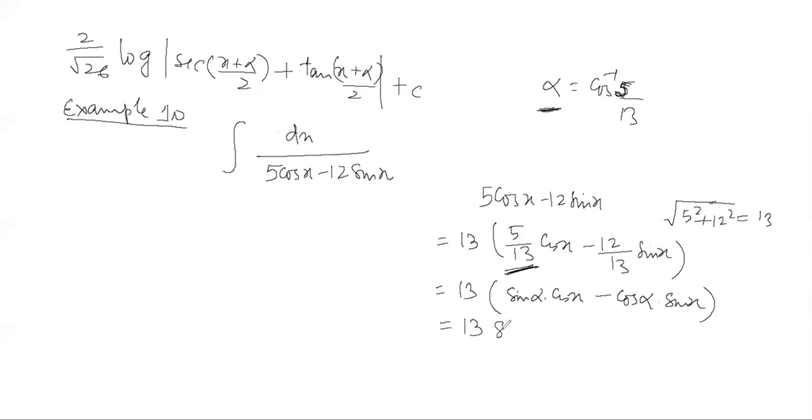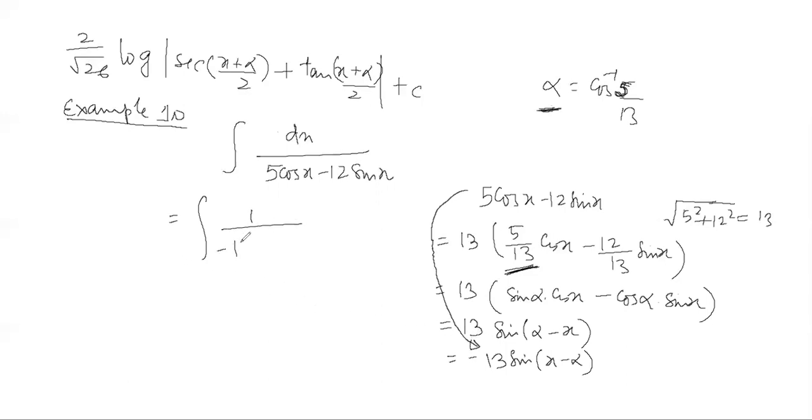13 into sin alpha minus x. If I take common minus from here, it would be sin of x minus alpha. Alright. Very good. So in place of 5 cos x minus 12 sin x, I can write this value, which is minus 13 sin x minus alpha.